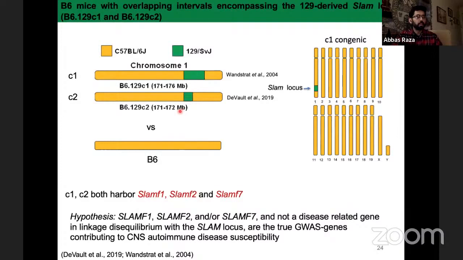And in addition to that, we also made use of another congenic mouse, which has a smaller interval of 129. Importantly, they both have the GWAS candidates that I talked about. So SLAMF1, 2, and 7, which were predicted to be important in MS in these GWAS studies. And this was developed by a lab next door to ours at UVM. So we made use of that as well, and we compared it with the B6.